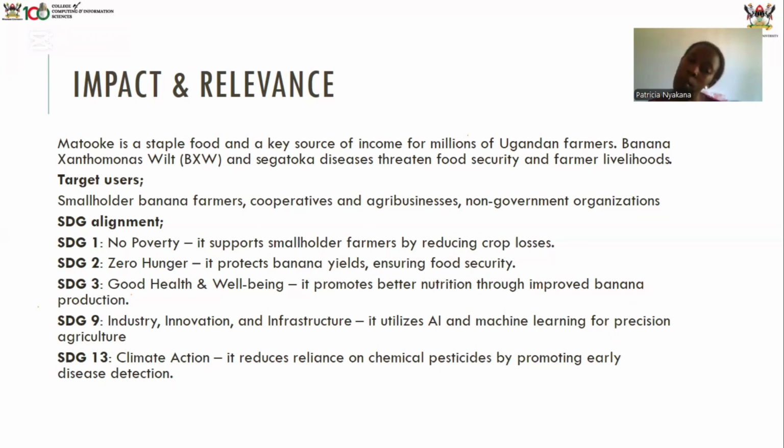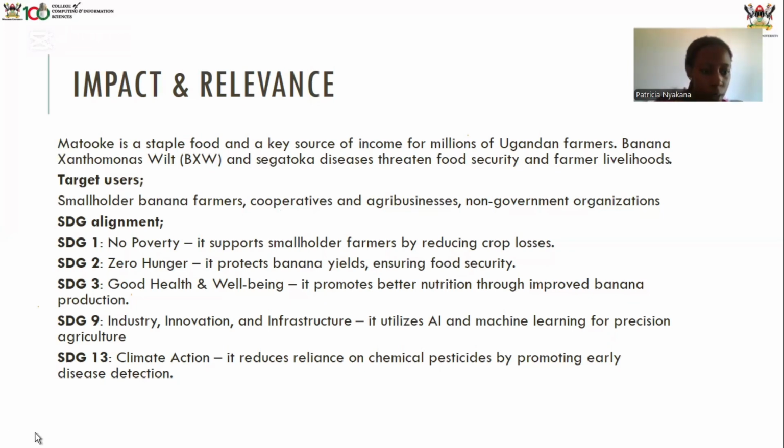agriculture regulations. Our project aligns with SDGs 1, 2, 3, 9, and 13, which are no poverty, zero hunger, good health and well-being, industry, innovation and infrastructure, and climate action, respectively. In all these SDGs, the ultimate goal is to protect farmers from crop losses, to protect banana yields and ensure food security, as well as utilizing AI and machine learning in our project to detect these diseases earlier.